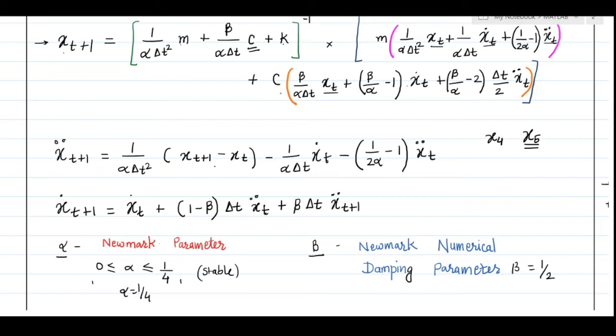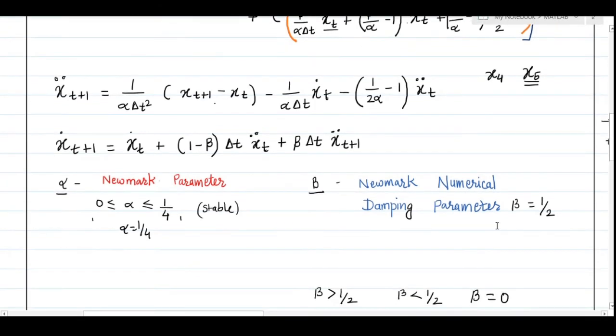Beta is denoted as numerical damping. In our system we have physical damping that is defined by C, but when we do the numerical approximation, the numerical method itself has some damping effect. That means it can reduce the amplitude of your response, or it can increase the amplitude of your response. For example, if I am taking beta value 1 by 2, the damping will be minimal. If you increase the beta value above 1 by 2, you will have a positive damping. That means the amplitude you receive at the end of your solution will have the damped value. That means it will reduce.